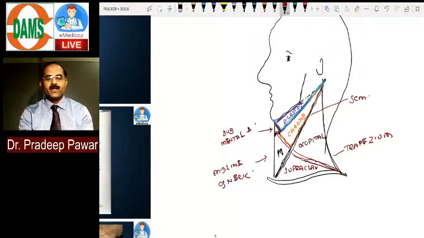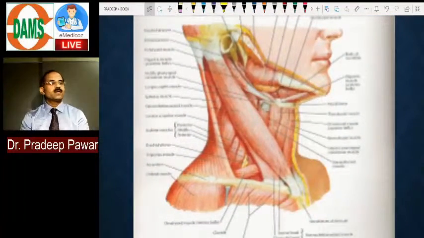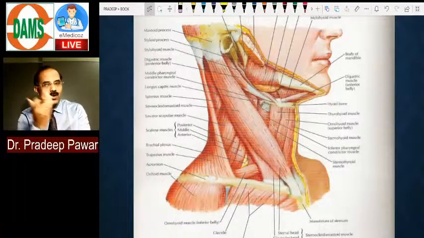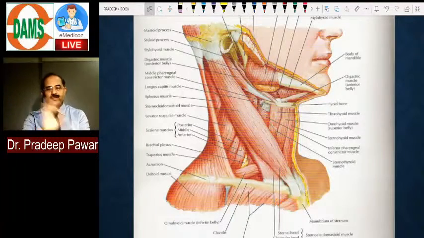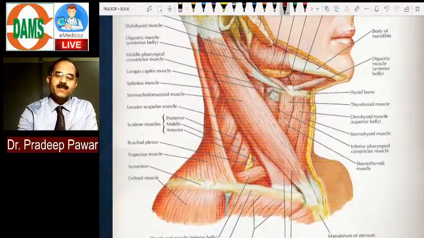Clear till here? Any doubts? Okay, great. So now see the slide and just try to identify these muscles here in this slide. Now this is of the opposite side, but you should get an idea now. Have a look at this slide. So let's start. What is this muscle now?